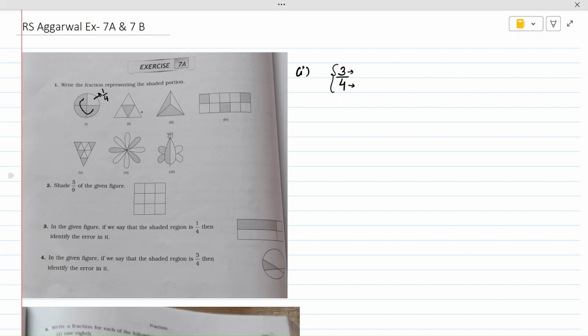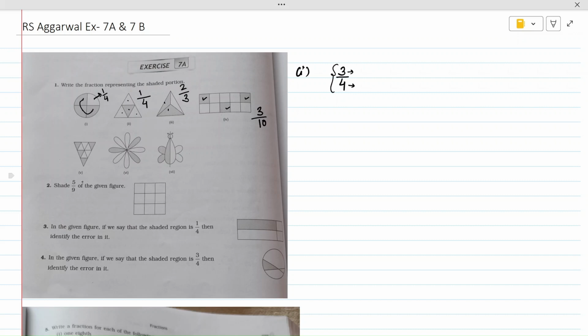Okay, next one we have a triangle. Again it has 4 equal parts and out of 4 only one is shaded. It is 1 by 4. Here we have a triangle with 3 equal parts and 2 are shaded. So this is 2 by 3. Similarly kids, we can pick these questions. So there is a rectangle having 10 equal portions. So the total number of portions is 10 and the shaded ones are 1, 2 and 3. So 3 by 10 is the shaded portion of this figure.